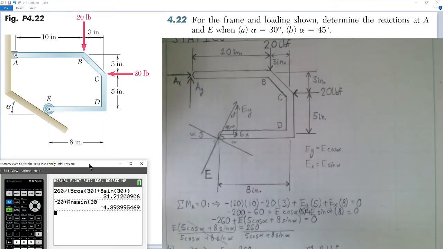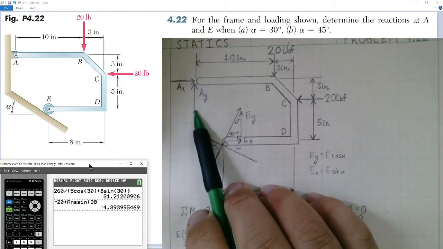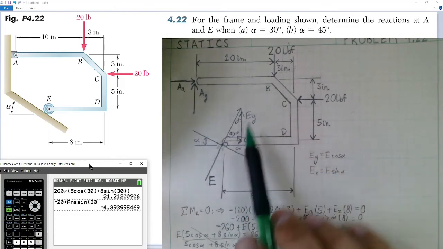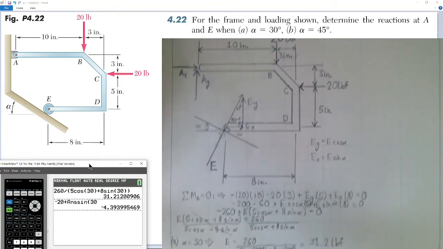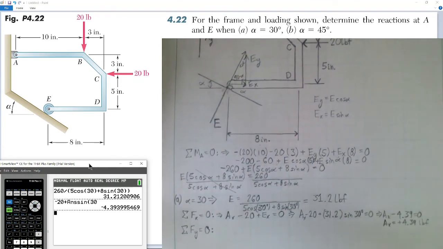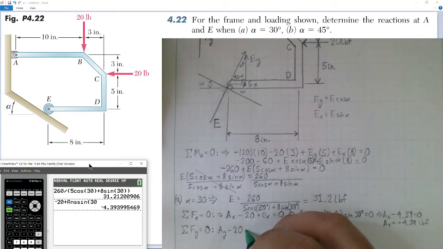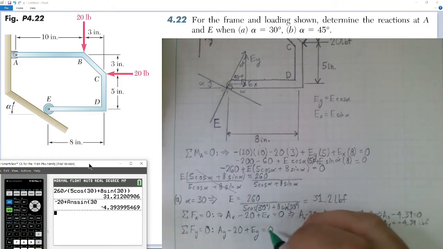So looking at the diagram again, our equilibrium condition means it's equal to 0. We have positive AY acting up. We have negative 20 pounds acting down at point B. And we have a reaction at EY, pushing up as well. So we will include all those in our equation. We have positive AY acting up, minus 20 pounds acting down at point B, and then plus EY acting at point E. And this is all equal to 0.